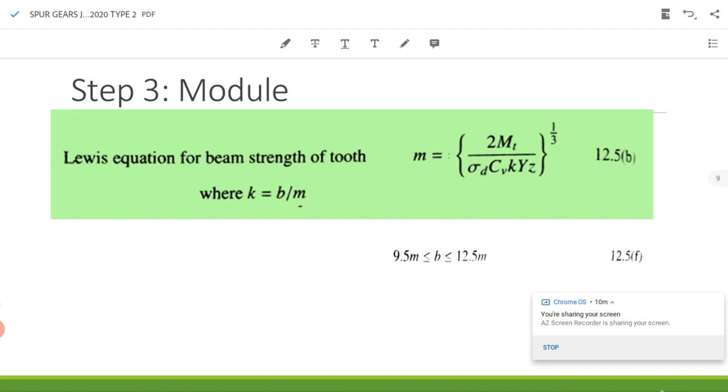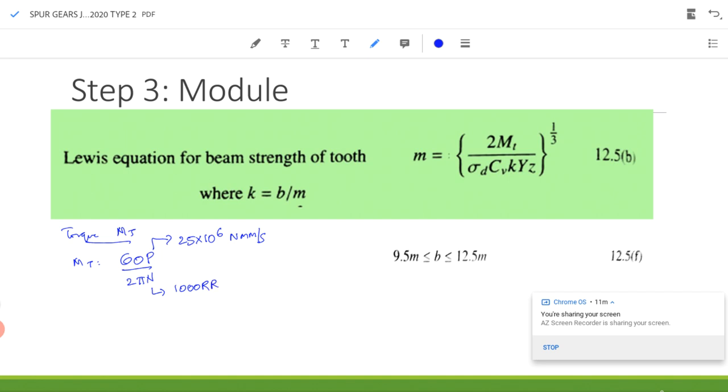In this equation, mt is the torque transmitted; we are given the power and the rpm. Torque mt equal to 60 p by 2 pi n. Power equal to 25 kilowatts, so 25 multiplied by 10 power 6 newton millimeter per second. Speed n should be the speed of the pinion, since we are designing the pinion. Pinion speed is 1000 rpm. We will get mt equal to 2.38 into 10 power 5 newton millimeter. So we have found the value of mt.